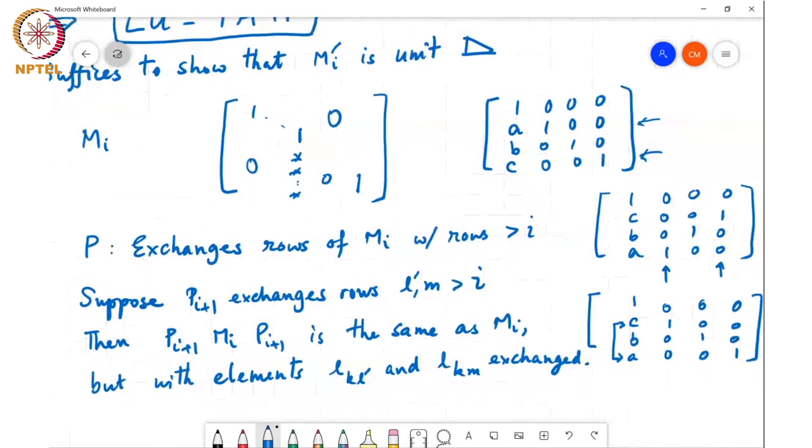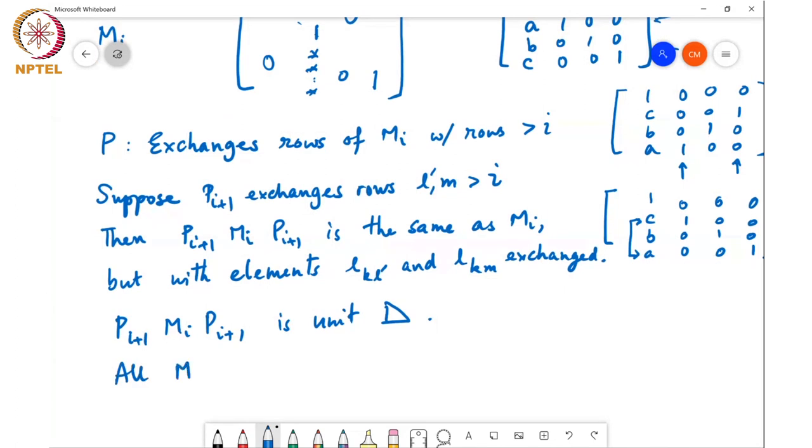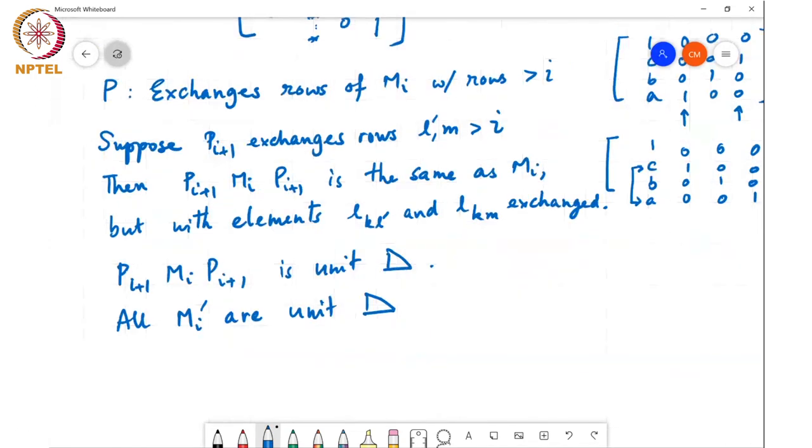Or in other words, this matrix PI plus 1 MI PI plus 1 is unit lower triangular. And that means that all MI dashes are unit lower triangular. And this means that L inverse is unit lower triangular, which implies that L is also unit lower triangular. Okay, so that completes this description to say that this process, even with pivoting, gives you an LU decomposition not of A but of P A pi, where P and pi are permutation matrices.